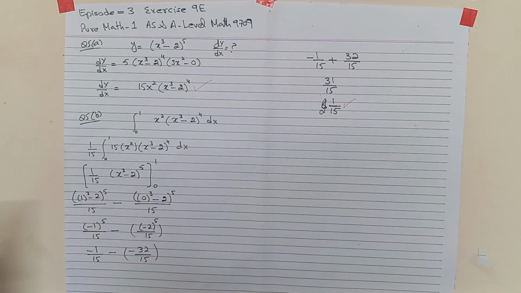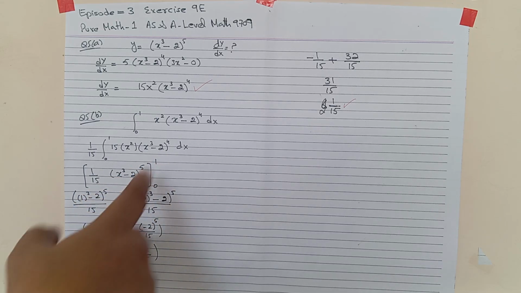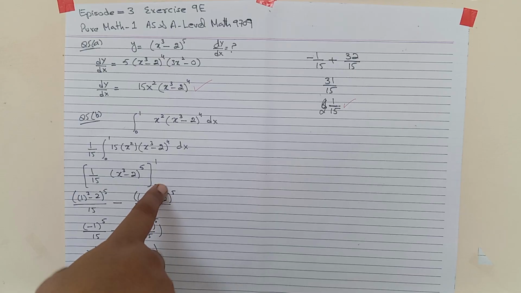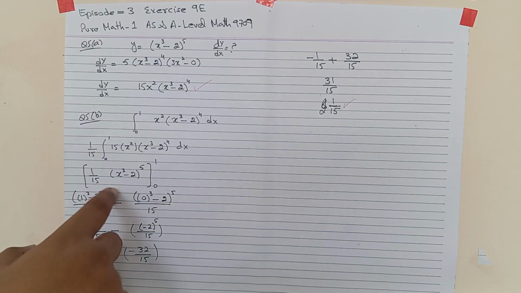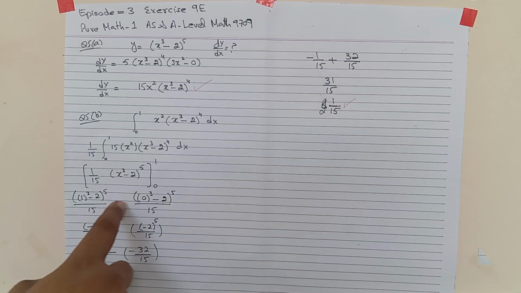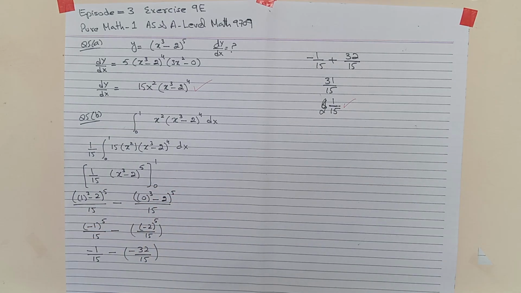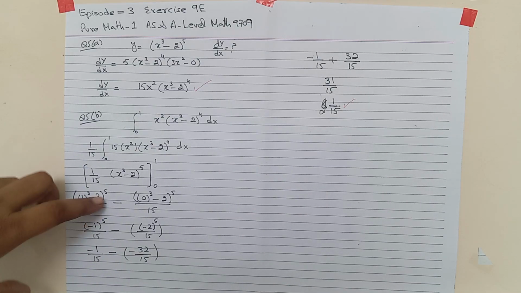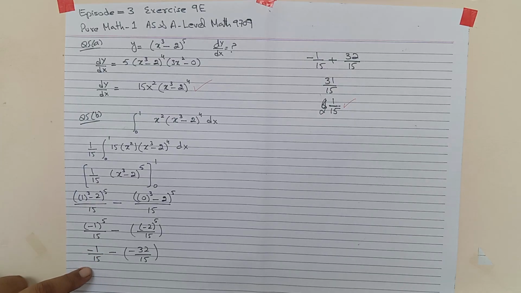So what we will do, I will substitute x with 1 and then put a negative. Then in this expression, I will substitute x with 0. So we will have (1 cube minus 2) whole raised to power 5 divided by 15, minus (0 cube minus 2) whole raised to power 5 divided by 15. So 1 minus 2 is minus 1, raised to power 5 is minus 1. So this thing will become minus 1 by 15.